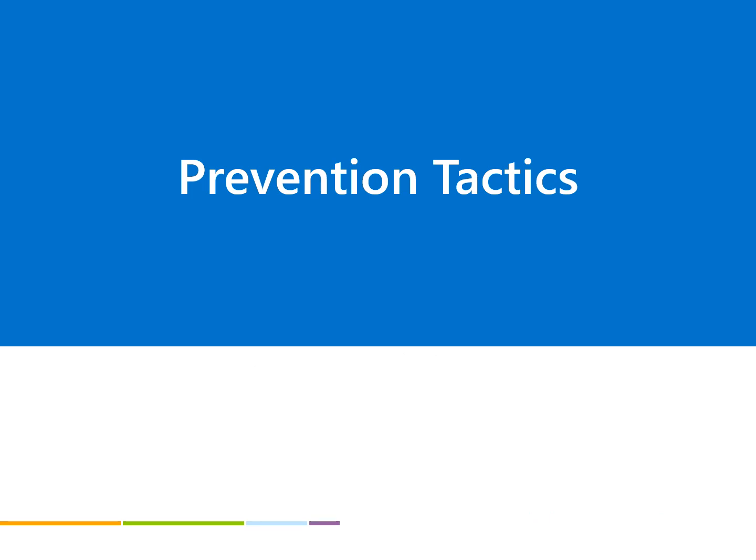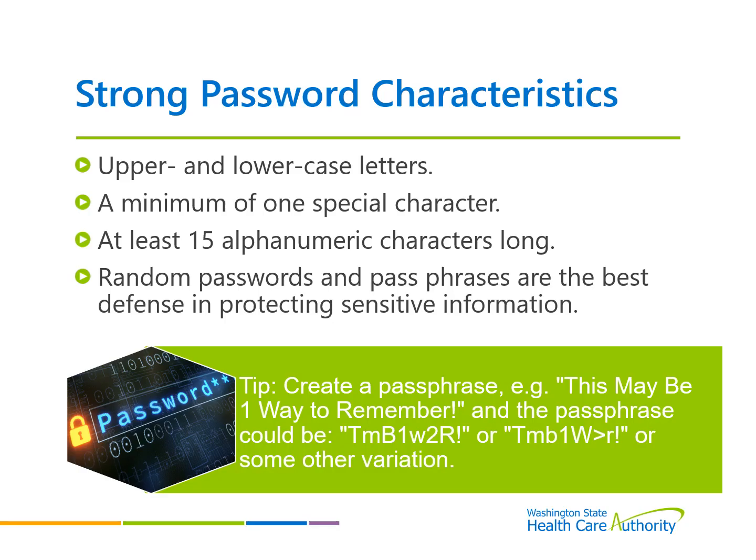Prevention tactics. Here are some characteristics of a strong password: using upper and lowercase letters, a minimum of 1 special character, at least 15 alphanumeric characters long, and use passphrases to strengthen your password. Passwords do expire in 60 days, and they must be different than the last 24 generations. Never use personal information such as your name or date of birth. Never use the same password for all your accounts. And do not share or write down your passwords.